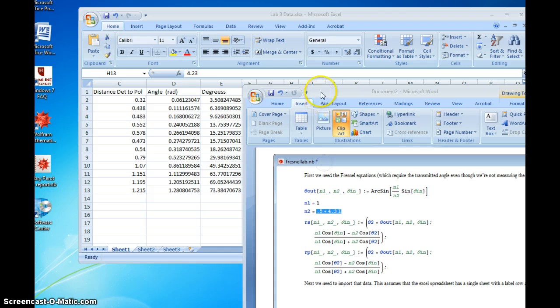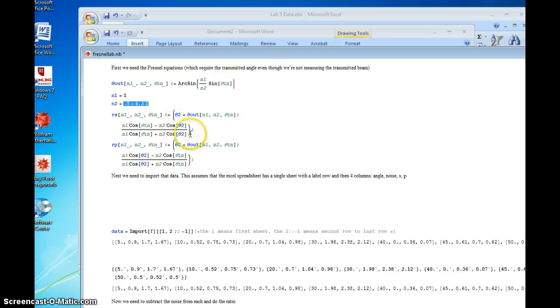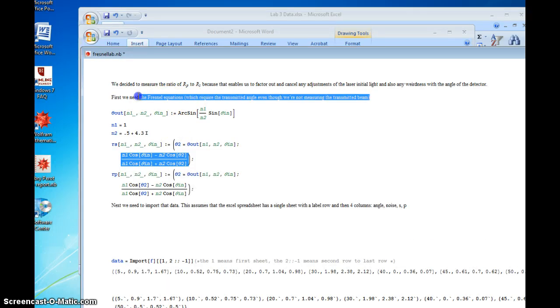One thing I've got to look up, and I'm not quite sure, is how do I work with that? This equation seems to make sense. We know that the Fresnel coefficients, RP and RS, deal with reflected light. We need the Fresnel equations, which require a transmitted angle, and even though we cannot measure those, we get them through the measurement using Snell's law.